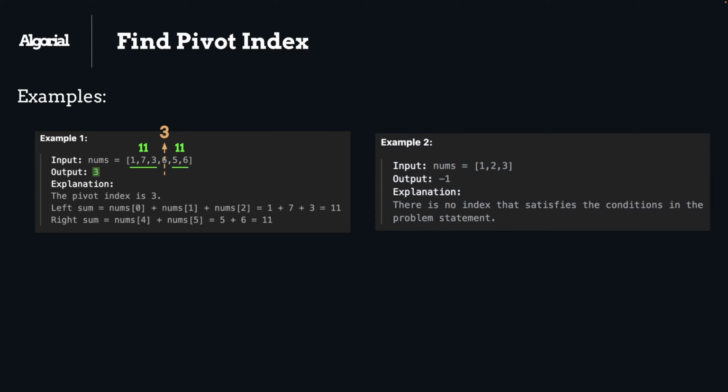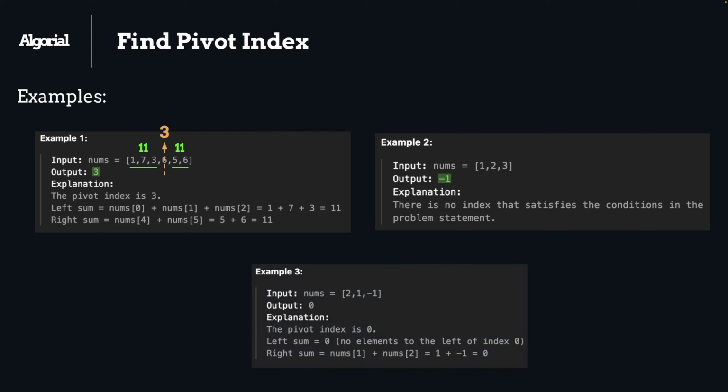Second example, there is no pivot index in this one since for every single element, the left and right sums do not match. And that is why it returns -1 here. And third example, the only index where the values to the left and right match is index 0, because if we consider number 2 as the midpoint here, there's nothing to the left of it, so it becomes 0. And on the other hand, 1 plus -1 also becomes 0, so the first index is the answer for us there.